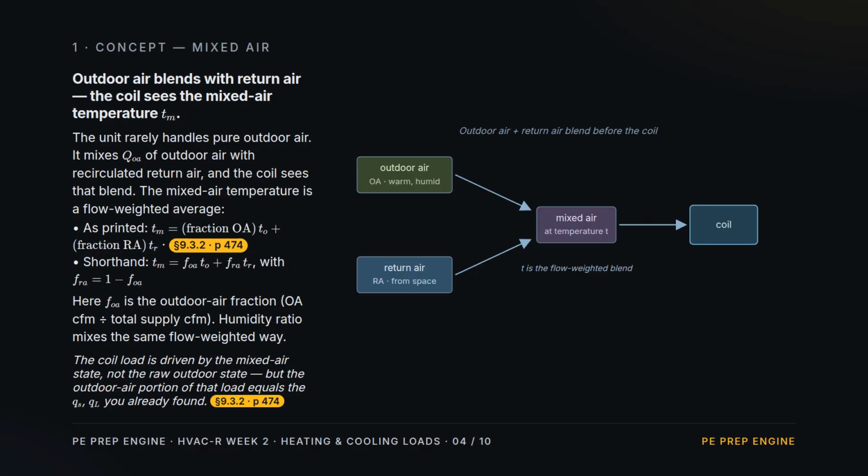Concept 2. Mixed air. The unit rarely handles pure outdoor air. It blends the outdoor airflow with recirculated return air, and the coil sees that mixture. The mixed air temperature is a flow-weighted average of outdoor and return, as printed on the mixing page. In shorthand, the outdoor air fraction times the outdoor temperature plus the return fraction times the return temperature, where the 2 fractions add to 1. Humidity ratio mixes the very same way.